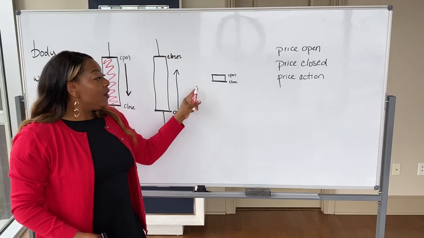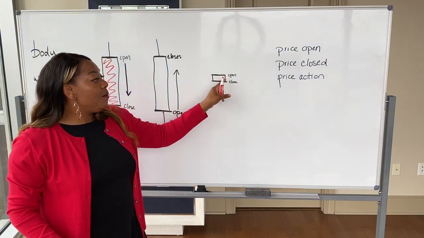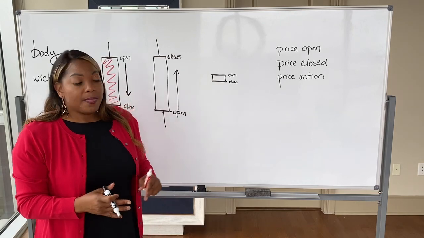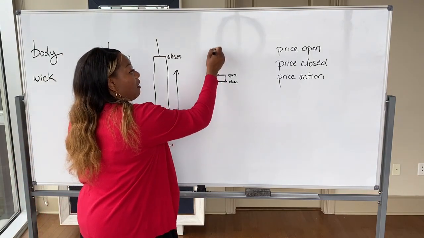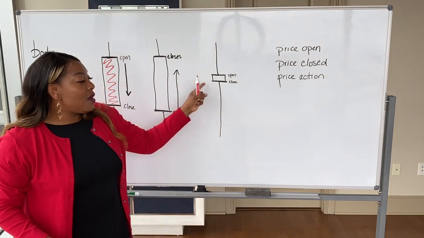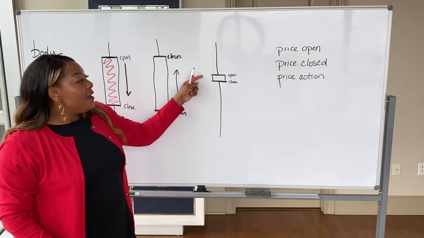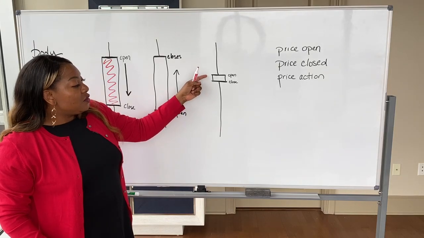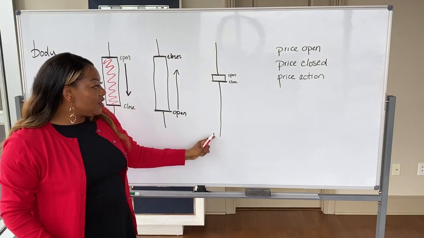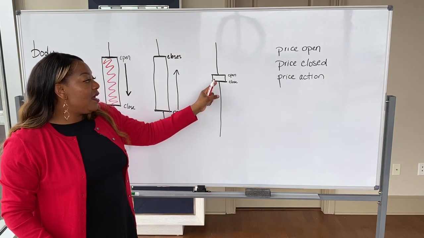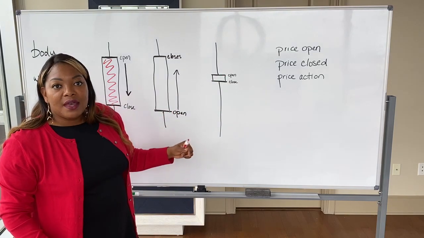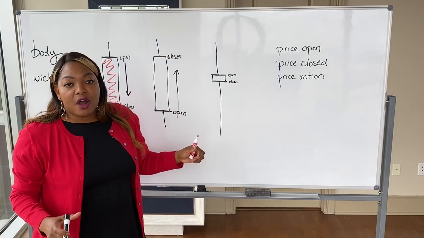Then we have some where, like I said, the body of the candle is really small. And this is called a Doji candle. And the wick can be long, like the wick could be super long, but the body of the candle is really small. And what does this tell us? This says that at some point during the day, price went all the way up here and price went all the way down here. But by the end of the day, the open and close was pretty much the same. The stock didn't really move very far.